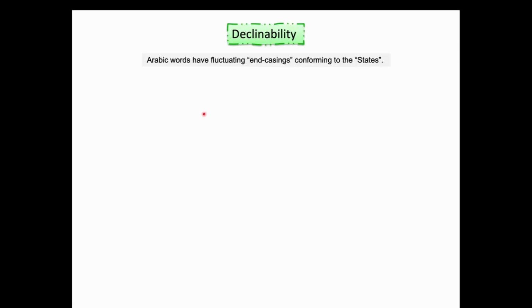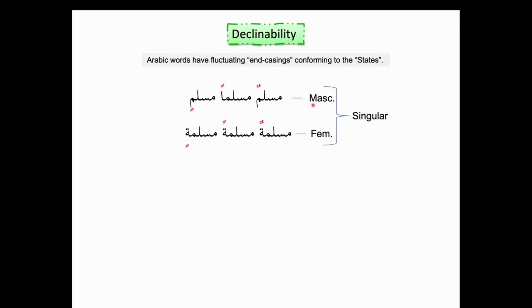And so, what is declinability? In this context, declinability refers to the idea that Arabic words have fluctuating end casings conforming to or depending on the states. For example, the word Muslimun, if it is singular and masculine, we can have Muslimun, Musliman, and Muslimin, and feminine, Muslimatun, Muslimatan, and Muslimatin.